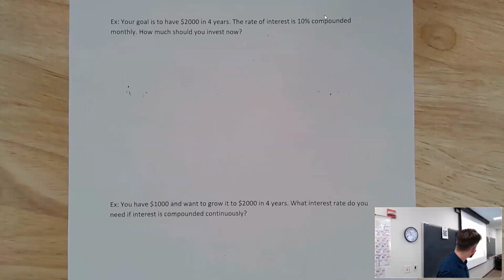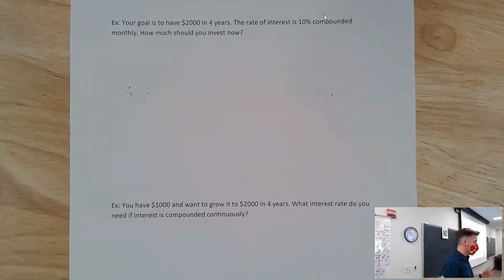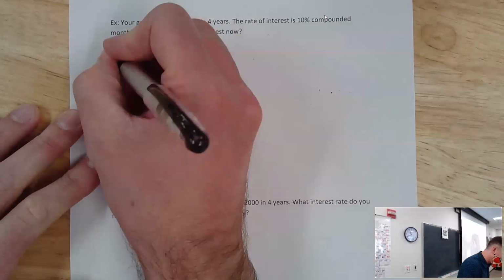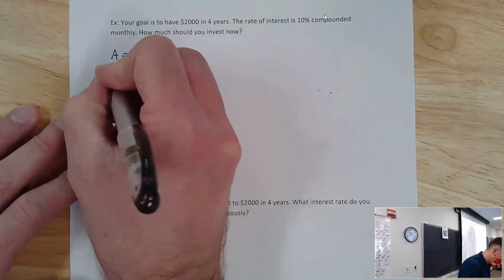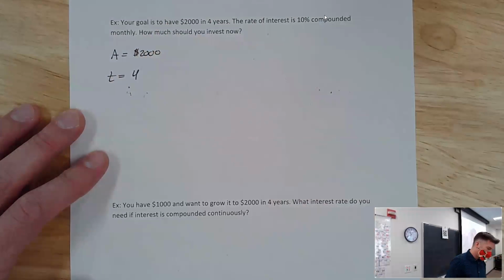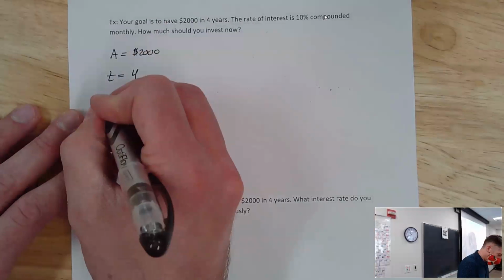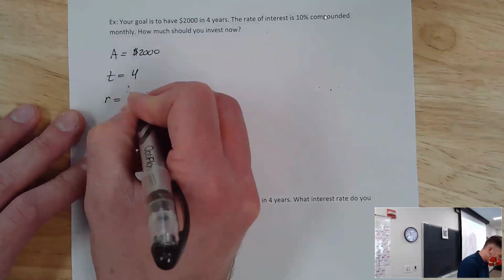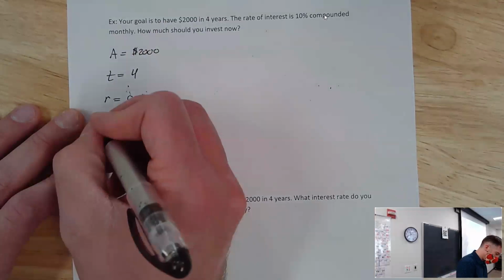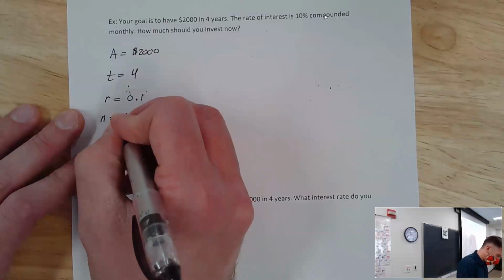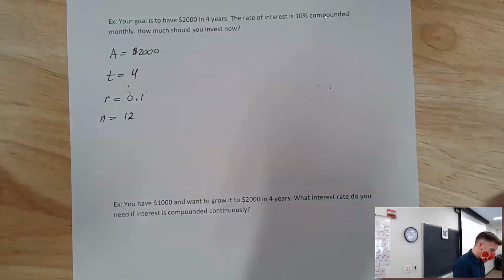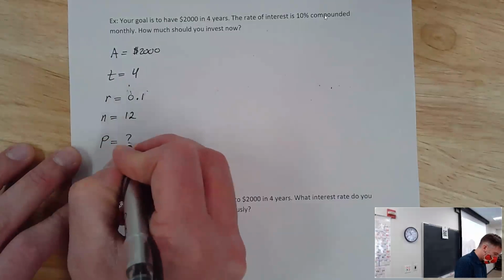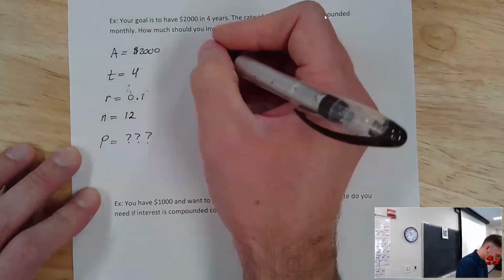Your goal is to have $2,000. Oh, here's a question where we don't know the principal. Your goal is to have $2,000 in 4 years. So we know the amount is $2 grand. We know the time period is 4 years. And the rate of interest is 10% or 0.1 compounded monthly. And that means N equals 12 times per year. All right, how much should we invest now? So again, put it all in the formula.